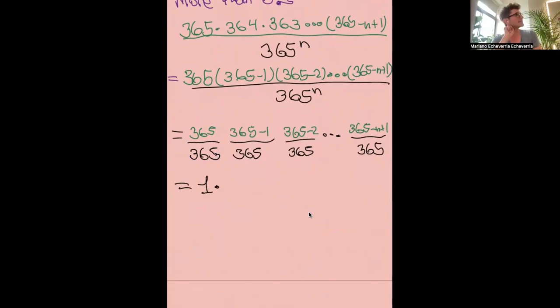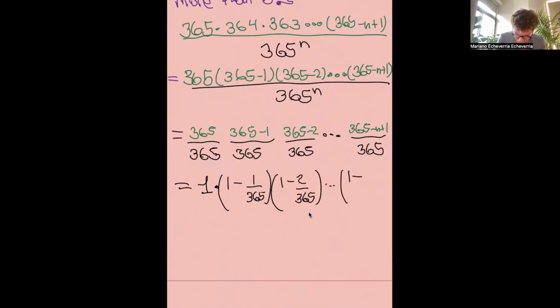And then what's the second fraction? Well, I'm going to write it in a way that looks a little bit complicated, but it's actually useful. It's 1 minus 1 over 365. And then this is 1 minus 2 over 365. And then 1 minus n plus 1 over 365.